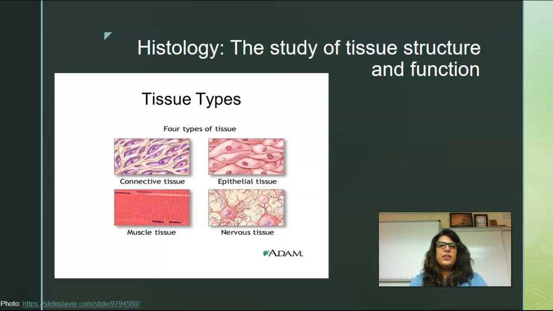Nervous tissue, its function is to conduct impulses, so neurons are going to be the main cell that makes up nervous tissue. And then epithelial tissue, which is going to be your coverings and serve to cover things, protect things, and also serves as support.